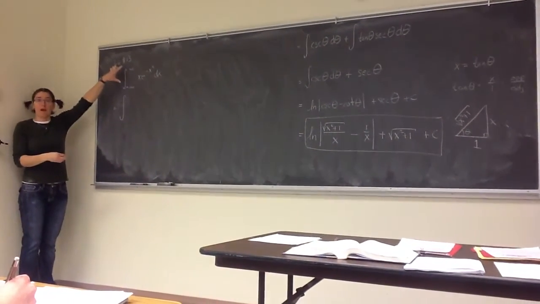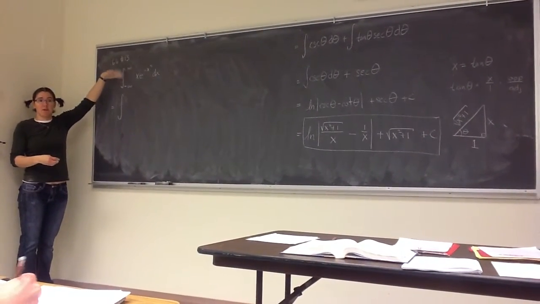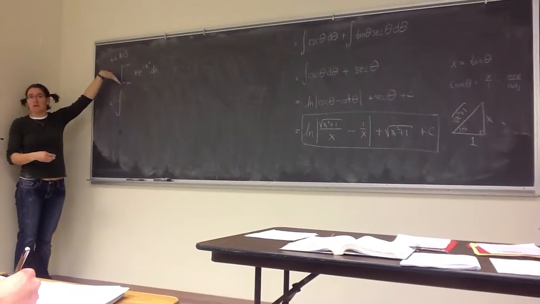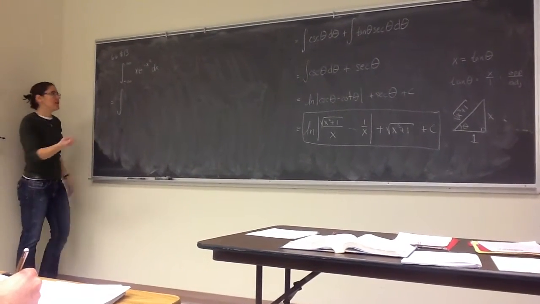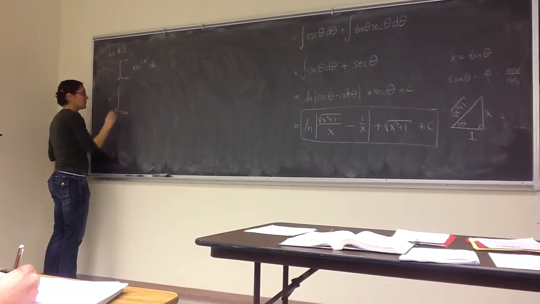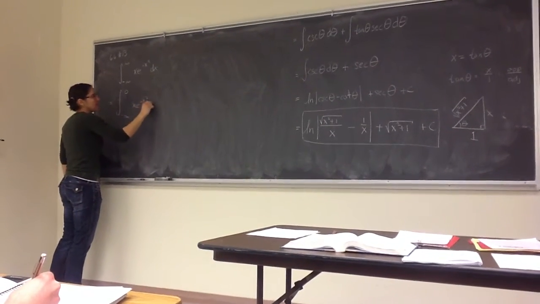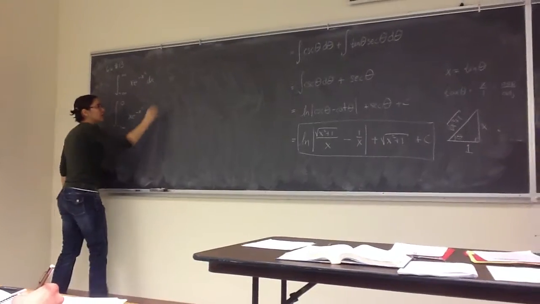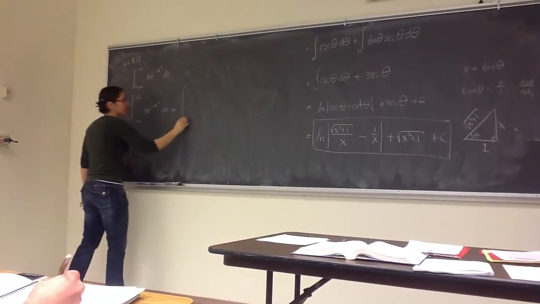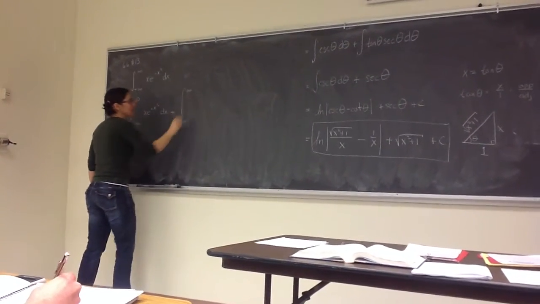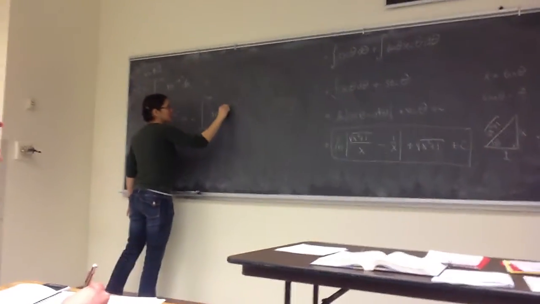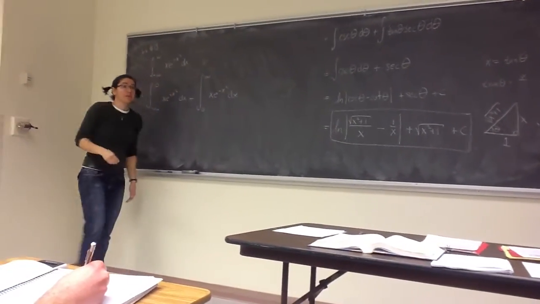We noticed that it's improper because we have infinities, and not only that, but we have infinities on both the top and the bottom. So a good place to split it is somewhere in the middle. We might as well go with 0. So negative infinity up to 0 of x e to the minus x squared dx, plus the integral from 0 to positive infinity of x e to the minus x squared dx.